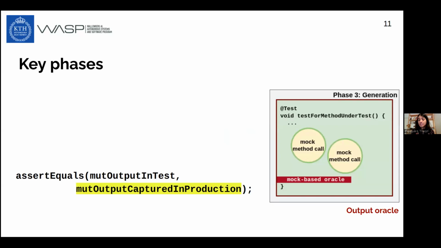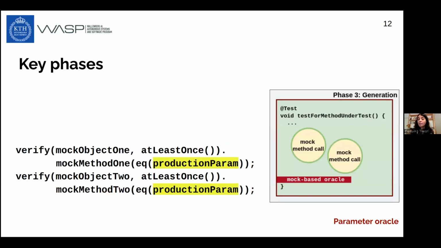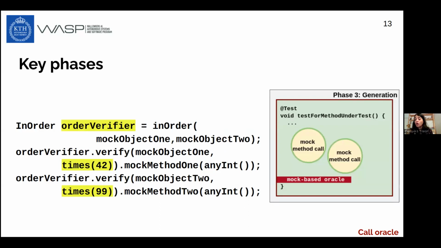Mock-based oracles are of three types. The first type is the output oracle, which verifies that the output of the MUT within the test is the same as it was in production. Then we have the parameter oracle, which verifies that mock method calls are invoked with the same parameters as they did in production. And then we have the call oracle, which verifies that mock method calls occur in the same sequence and with the same frequency within the test as they did in production.